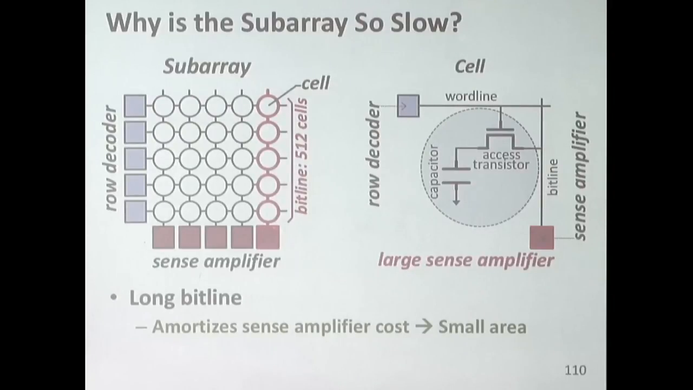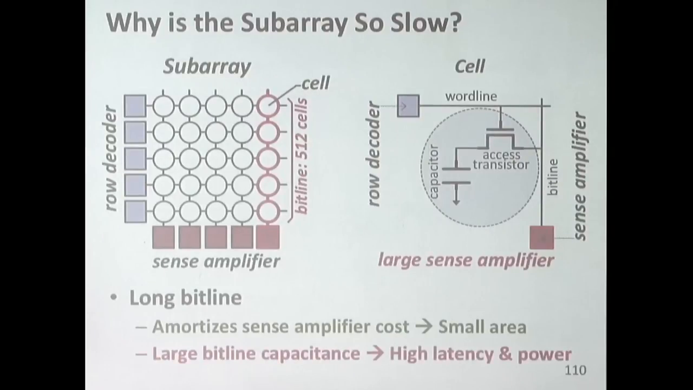But today's designs string together many cells to be sensed by the same sense amplifier. 512 cells, 1,024 cells. This is good because it gives you small area. It amortizes sense amplifier cost. But this is bad for latency because as you string together more stuff, as you make the interconnect longer, you have large bit line capacitance, large capacitance on that bit line. So you have high latency as well as high power. Long interconnect is not good for power either.